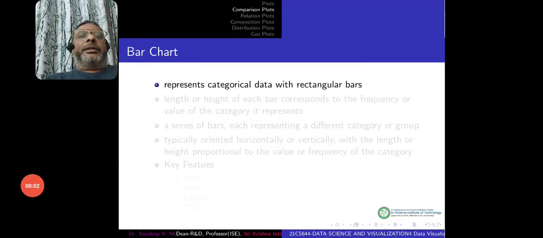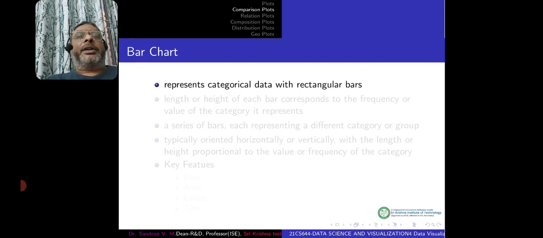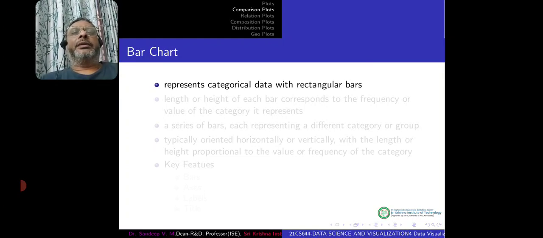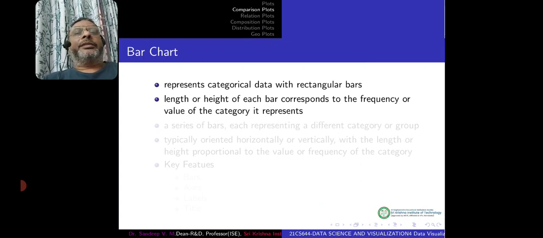Now let's get to the second type of comparison plots, the bar chart. This represents the categorical data with rectangular bars. So it is often used when we have categorical data. The length or height of each bar corresponds to the frequency or value of the category it represents.